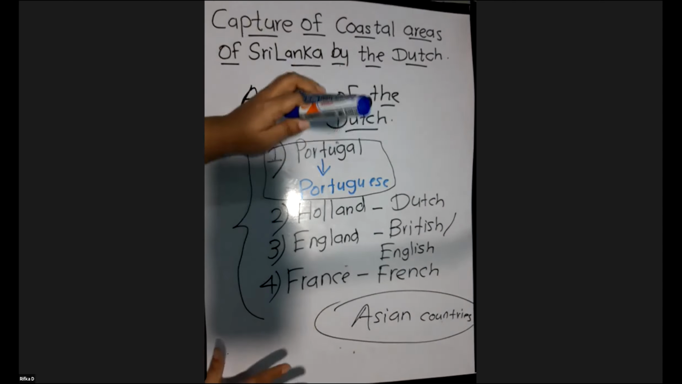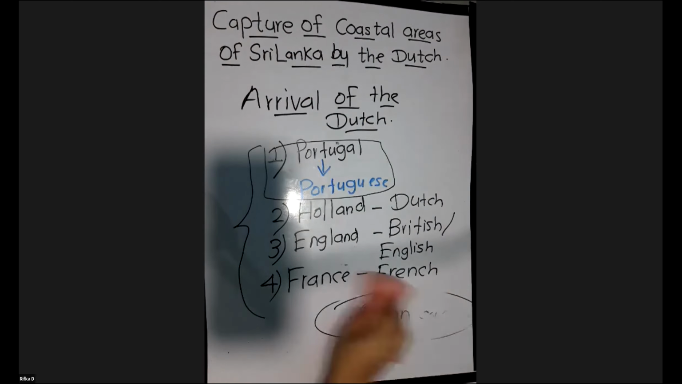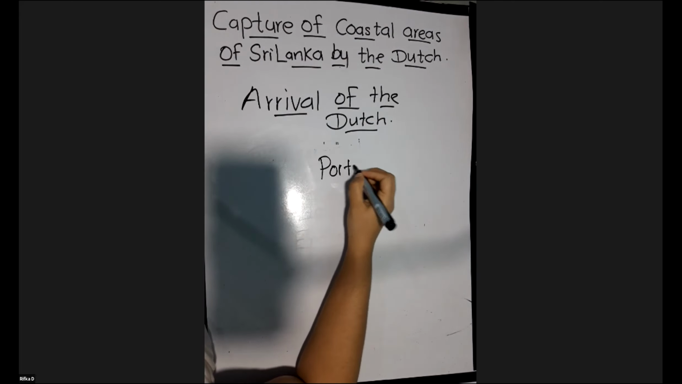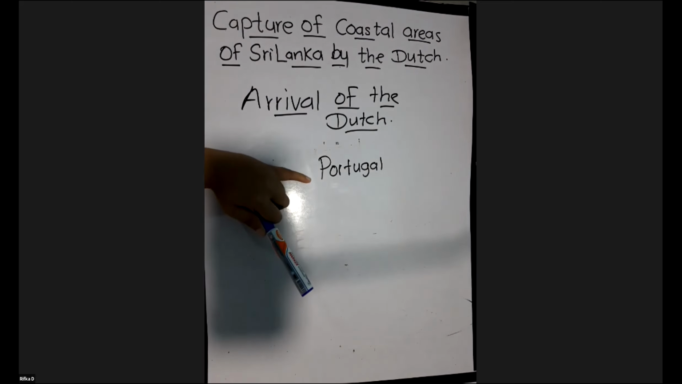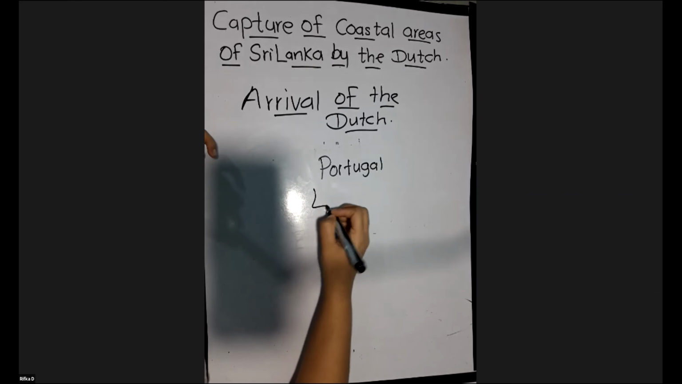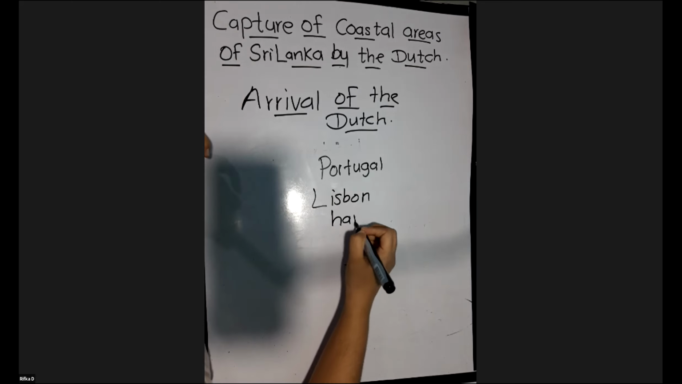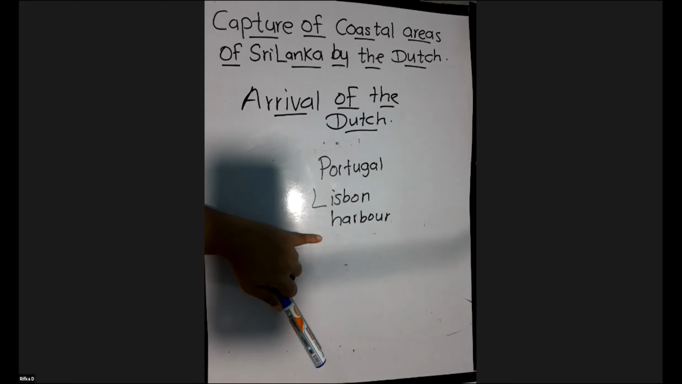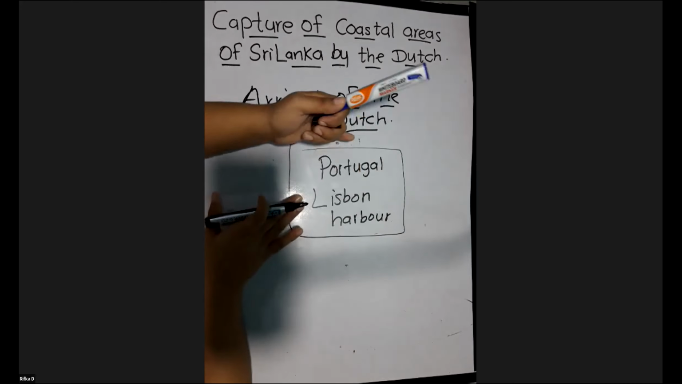Okay, children, so that was the situation in Europe. In the 16th century, in Portugal, there was a famous harbor, the Lisbon Harbor. The Dutch were engaged in the trade of buying, at the Lisbon Harbor in Portugal, the spices and other commodities that were brought by the Portuguese from Asia, and selling them in the European countries. This is what Portugal did.